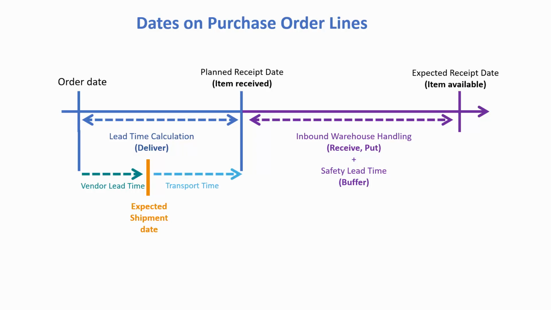Then we have the transport time. Together, the vendor lead time, the internal time at the vendor, and the transport time make the overall lead time calculation. So still the time from the order date till the planned receipt date. And the transport time that we use is based on the transport method, which is set up on each vendor.